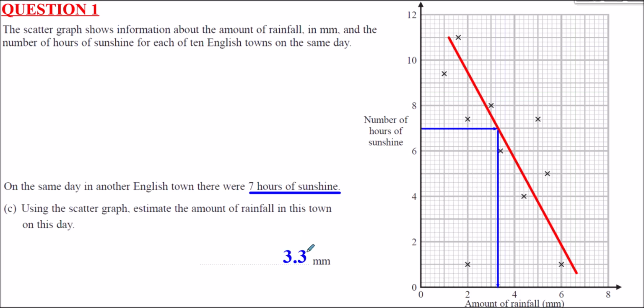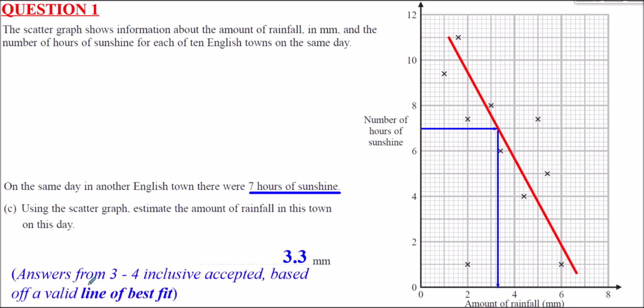Now, if you're at home and you've drawn your line of best fit and you're thinking, well, my line of best fit, I get 3.6 or 3.8. That's fine as well. The examiner will give you what's called tolerance. So as long as you draw in a correctish line of best fit, the examiner would have accepted anywhere between 3 millimetres and 4 millimetres inclusive, based off a line of best fit. If you're less than 3 or more than 4, you would lose a mark because that's showing your line of best fit isn't quite drawn accurately enough.